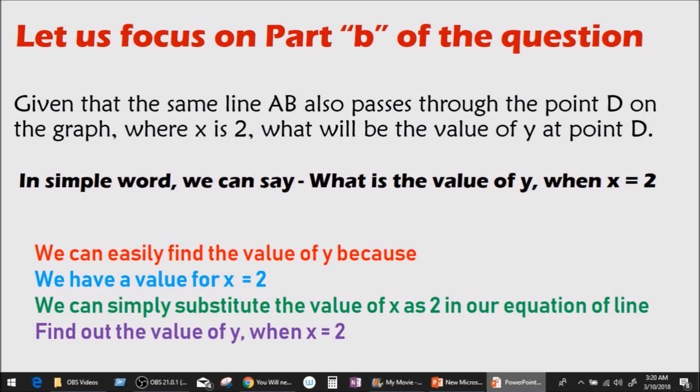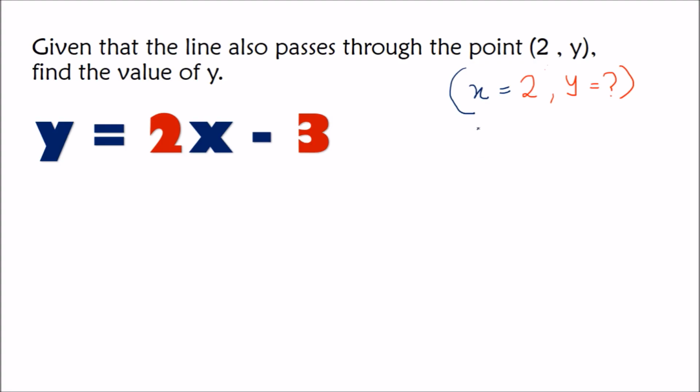Now let me tell you a little bit more about the point D. Point D is another point on the line AB on the graph where the value of x is 2 but the value of y is unknown. So at point D, when the value of x is 2, how much is the value of y? That is what we have to find out in part B of the question. So let's find the value of y when x is equal to 2. Since we already have our equation of line, we can substitute the value of x into the equation and solve for y to get our y coordinate.